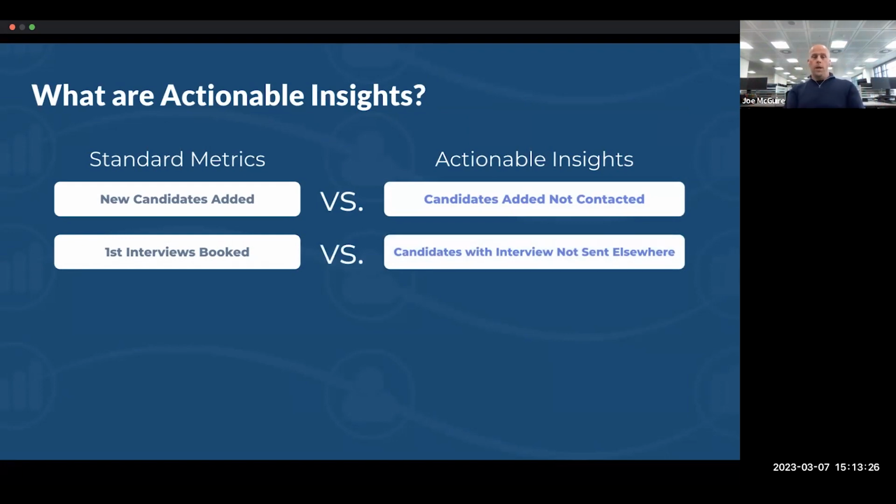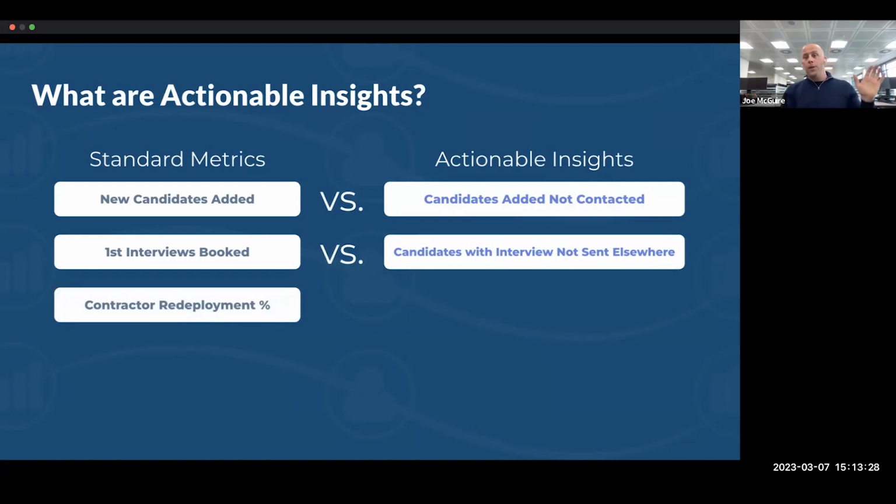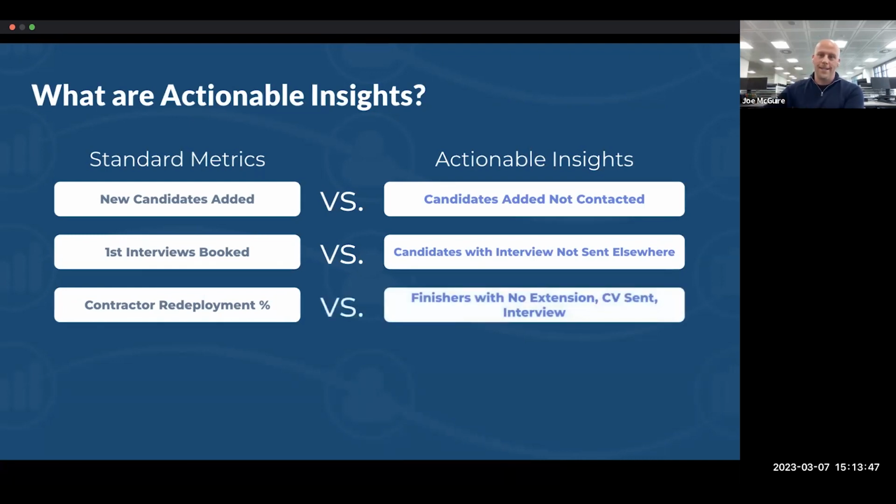And the final example is contractor redeployment. Now, these metrics do go everywhere through the process, from BD through sourcing, deployment, and redeployment as well. But ultimately, contract redeployment is a really important metric if you do any type of contract or temp. But how do you improve that number? Well, prompting recruiters to contact the finishers that are coming up that haven't had the relevant activities to redeploy them is ultimately the key to that.